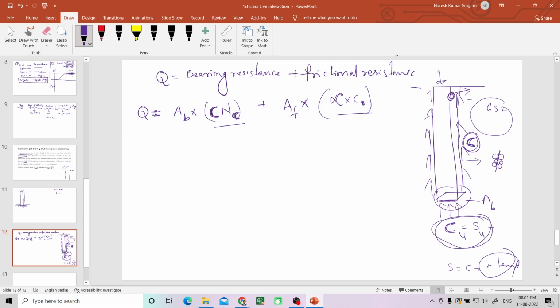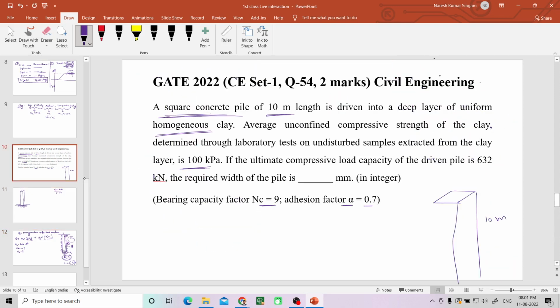So now let us see, what is AB here? It is pi by 4 into B square, because we don't know what B is. And then what is C? C also we don't know. C is nothing but S. Let us see first, what is NC? NC is 9, which is given in the question.